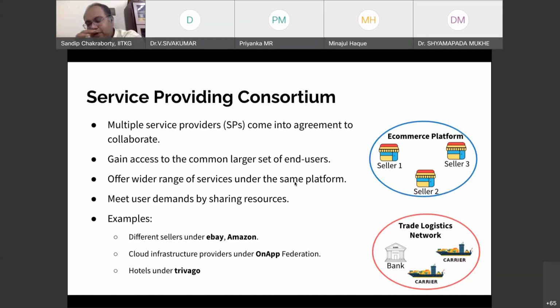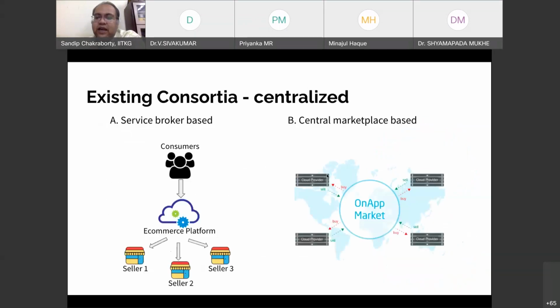Such a network we can model with the help of a closed blockchain network or a permissioned blockchain network, right? Because this is a kind of closed consortium. The existing consortia follow a centralized architecture. For example, I have an e-commerce platform like Amazon where multiple sellers are subscribing and the consumer is using a common gateway to that e-commerce platform to reach the seller.